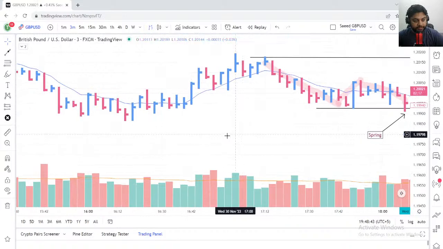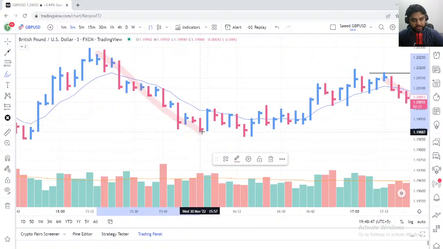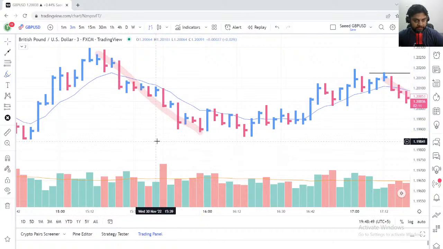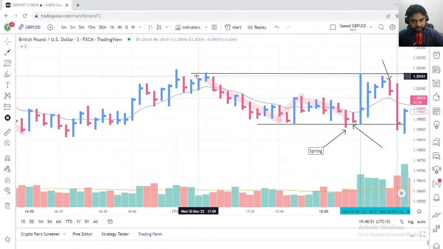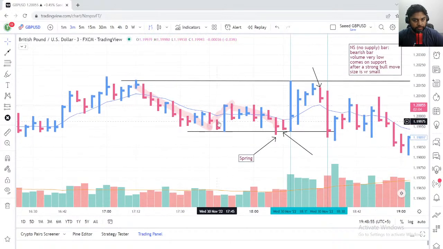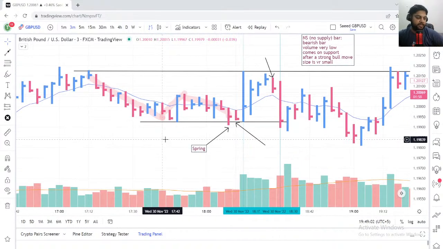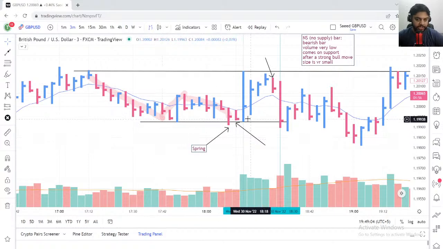How do we know that the supply has dried up? Well, you look at this move, there is a strong supply, right? There is a lot of supply in the market. You look at this move, there is a lot of supply in the market, and then you have this bull move, and after the bull move, the market is coming slowly down. So it's not falling down, it's coming slowly to the support level.